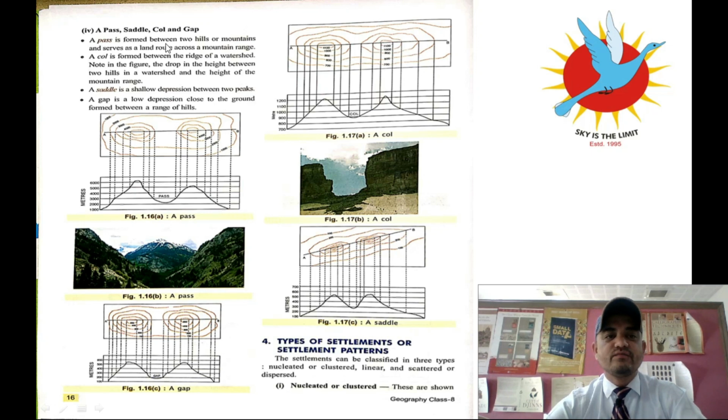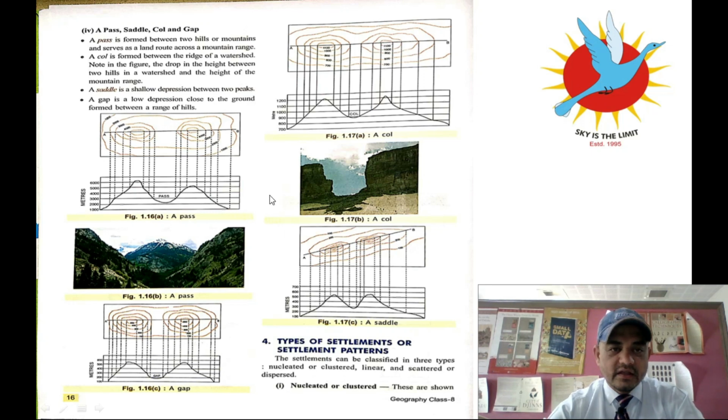So a pass is formed between two hills or mountains and serves as a land route across the mountain ranges. Now a col is formed between the ridges of a watershed. Note in the figure the drop in height between two hills in a watershed is known as the col, and a saddle is a shallow depression between two peaks. A gap is a low depression close to the ground between the ranges of hills.